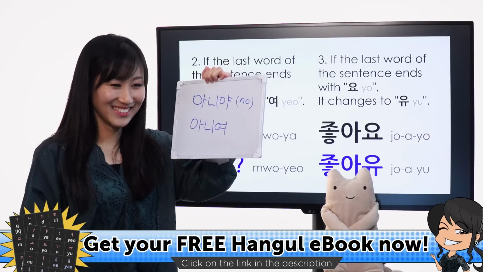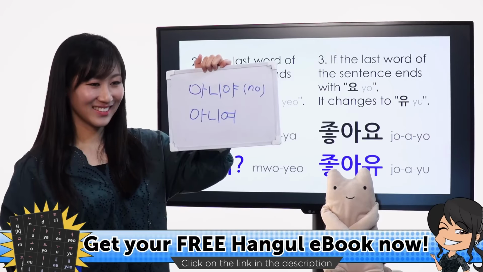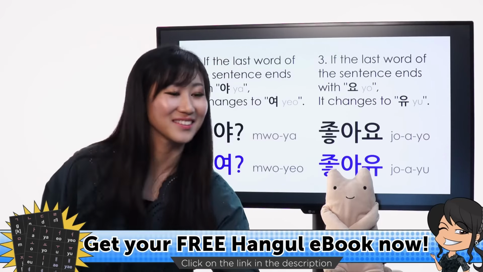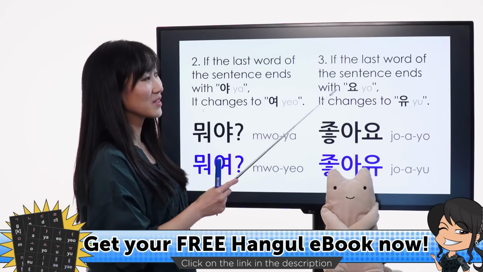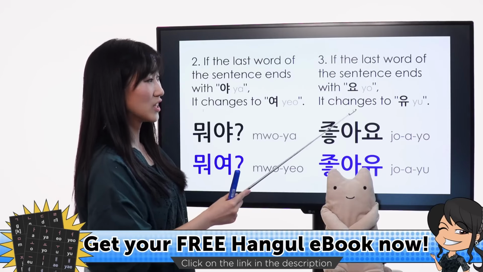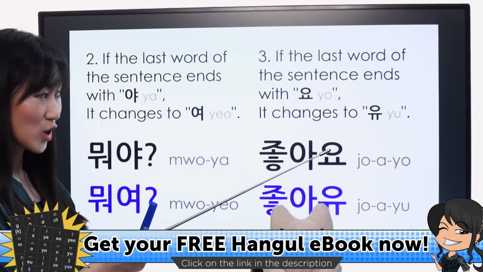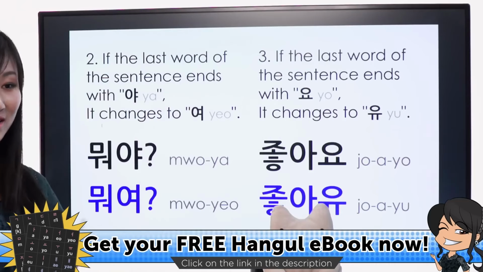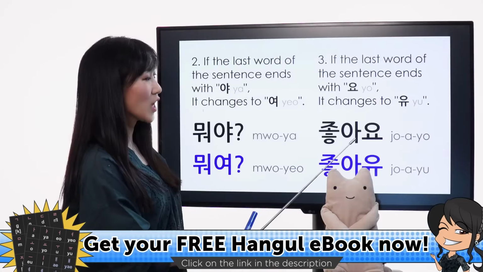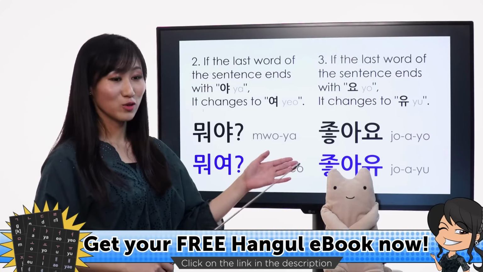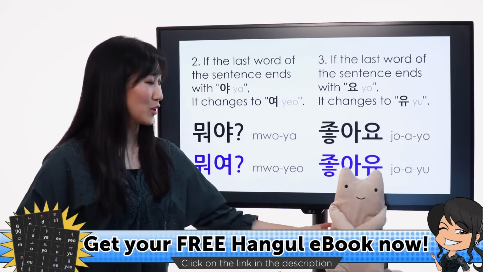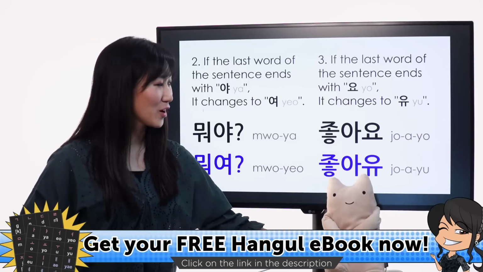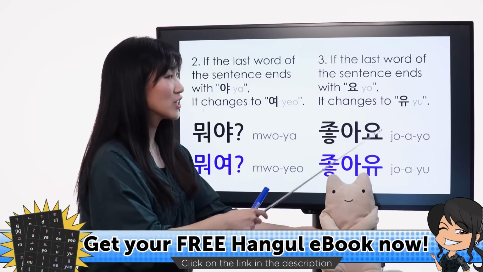아니요. Yes. And the last one is, if the last word of the sentence ends with 요, it changes to you. See? 요 here becomes you. So 좋아요 means I like it. 좋아요. But in the 충청도 dialect, can you see this? 좋아요. So in their sound, they change 요 to you.